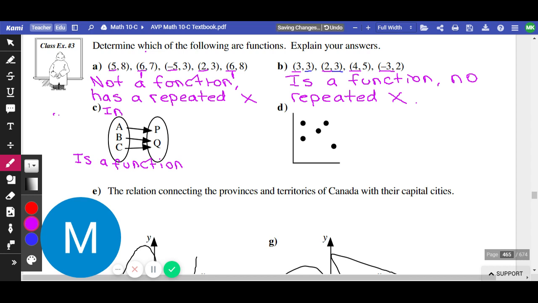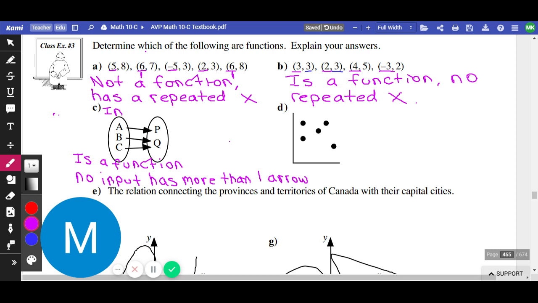Reason why? No input has more than 1 arrow. You can have inputs with 0 arrows and it still counts. Right? It just can't have more than 1 arrow. That's the definition of a function.